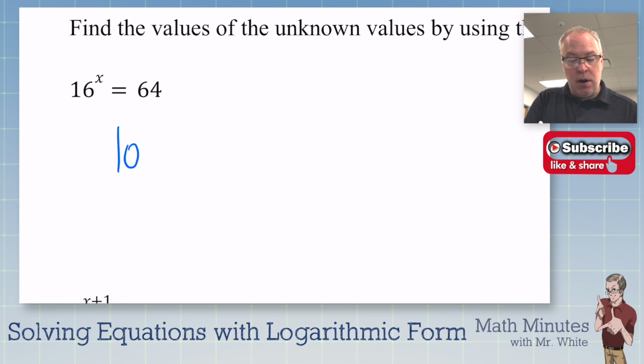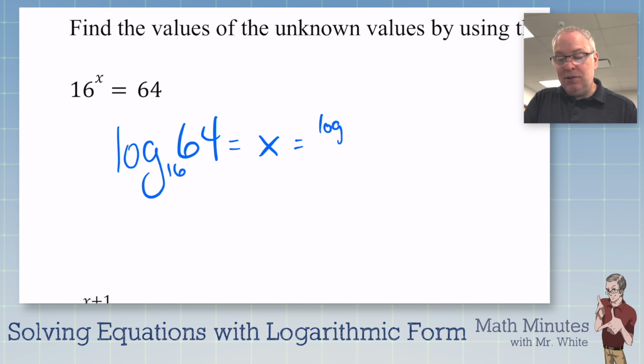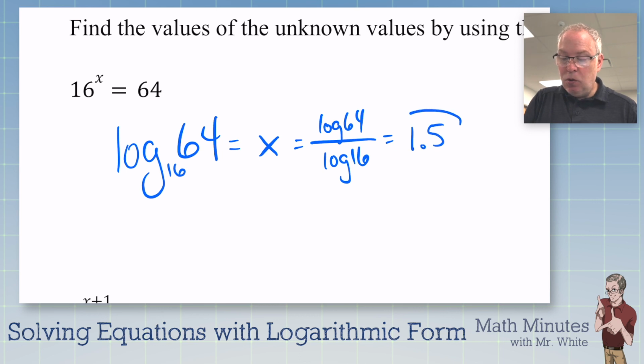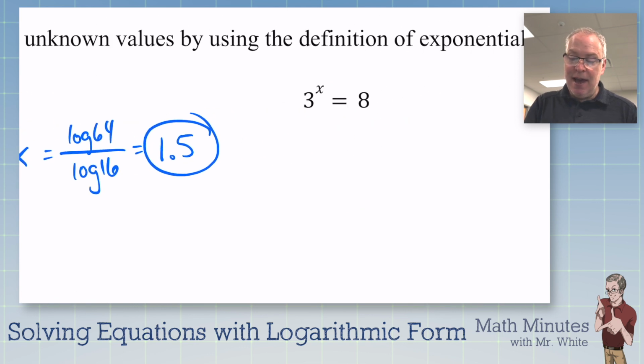So we're going to write log. The base is the base. Answers to logs are exponents, and then that means the 64 goes right there. Okay, so now I can go to my calculator, and I can type in log 64 divided by log 16 using that change of base formula, and let's see what the answer is here. Okay, I got the answer, and it is 1.5. So 1.5 would be the exponent that solves the original equation, and I used a logarithm to solve it. I did have to use that change of base formula at the end.